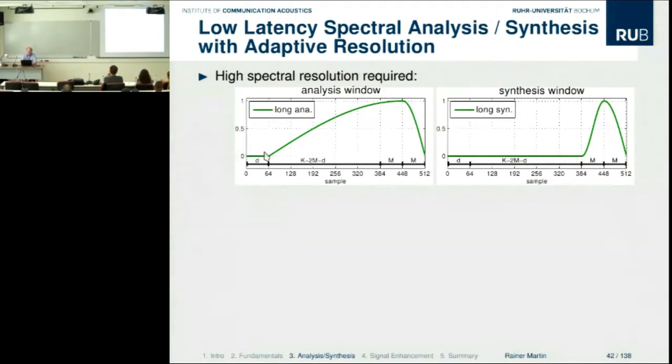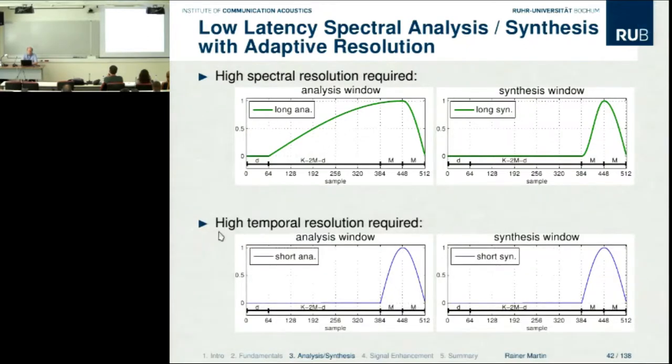So for analyzing a vowel, you would use an analysis window like this here. And this goes along then with the synthesis window, which is relatively short because we want to have the short delay. But for a situation where you would like to have a high temporal resolution, you could use a short analysis window and also then a short synthesis window. And one of the tricks here is that now with this design, you can switch between these windows and you can create arbitrary other pairs of windows at any time without losing the perfect reconstruction property.